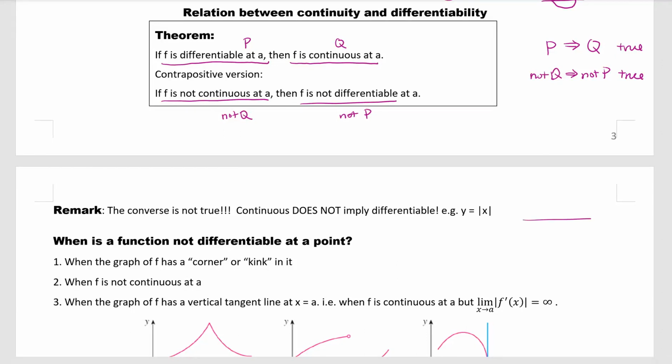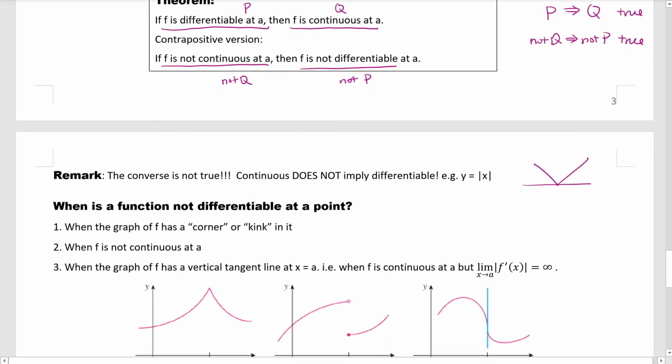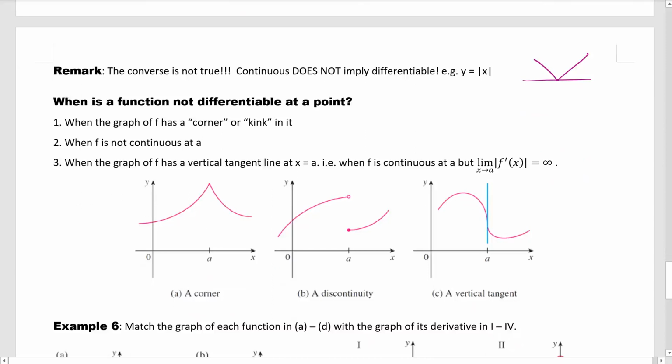For example, square root of x looks like this. You can see it's continuous, but it's not differentiable. So when is a function not differentiable at a point? We have three types. First type, when the function f has a corner or a kink in it. Like here we have a corner, so it's not differentiable. In this case, the left-side limit does not equal the right-side limit of the derivative, so the derivative at that point does not exist.